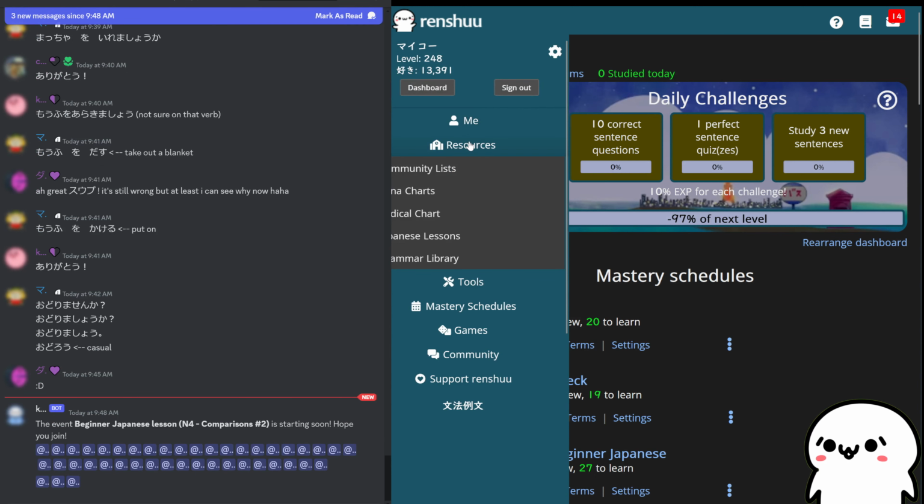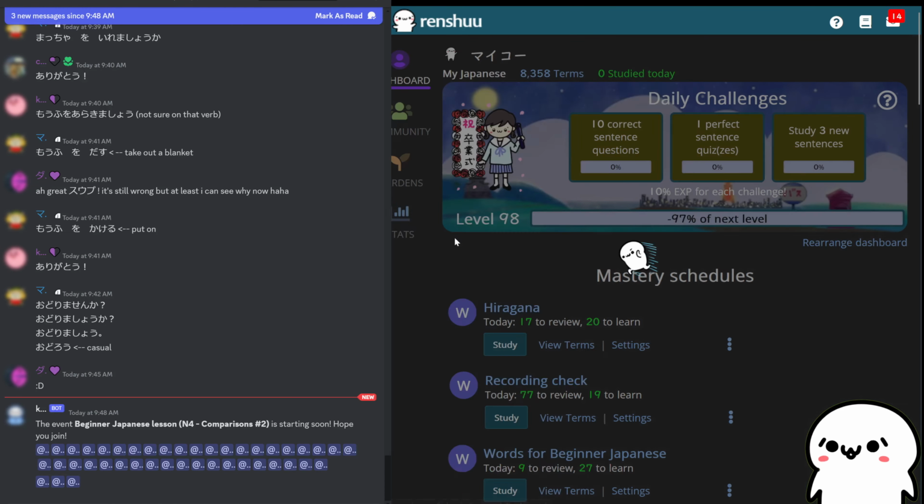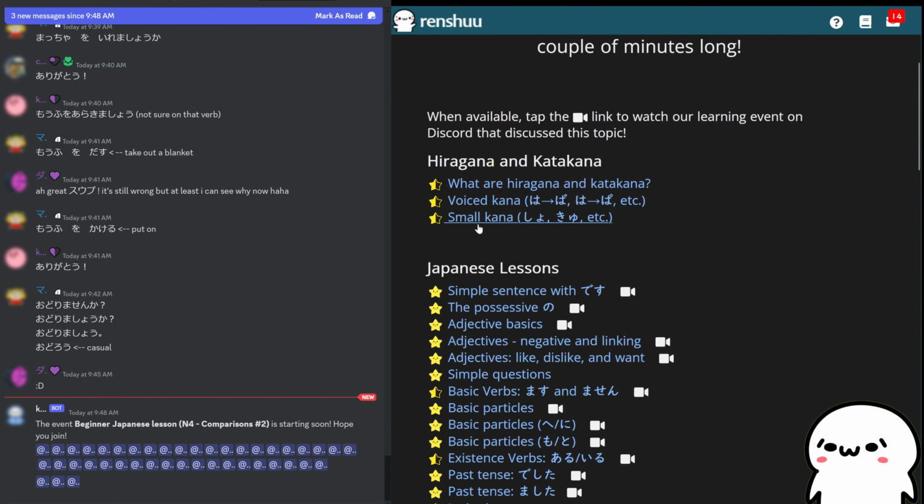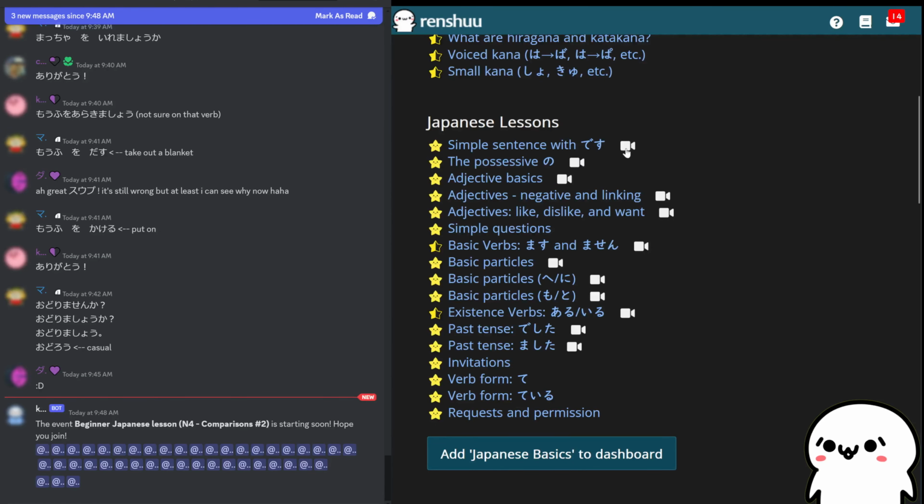This also is brand new, so let me show it to you. If you go into resources and then Japanese lessons, it used to be called Japanese Basics, but it's no longer basics. So we have Japanese lessons. Down here, all these links, these are the ones we've already done. And as you know, we do about one a week. So the invitations one will appear here. You can go back and check these out whenever you want, take your time and reference that.